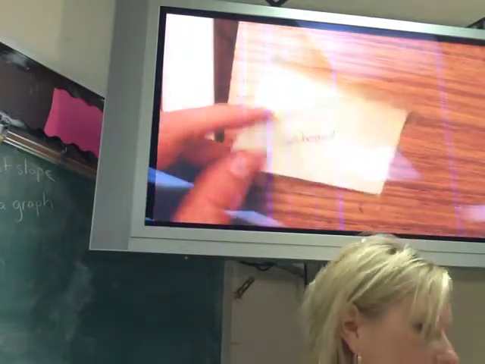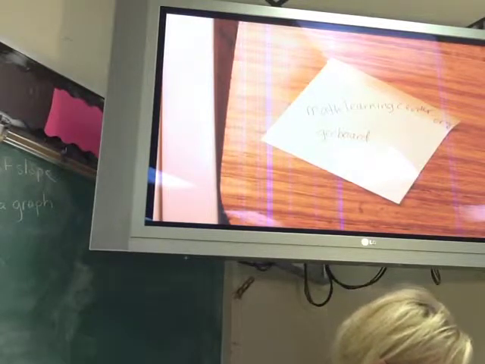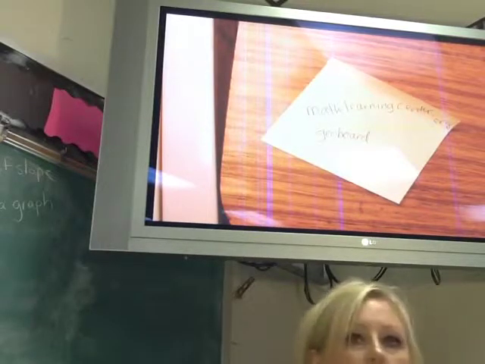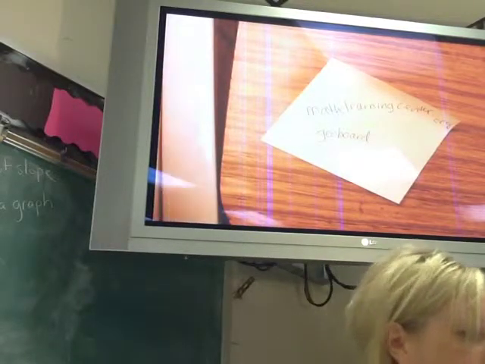Math Learning Center Geo board. That's what I want you to Google. And I'll do it with you so that way you can see. Wait on gluing anything. Let's get this done together here.